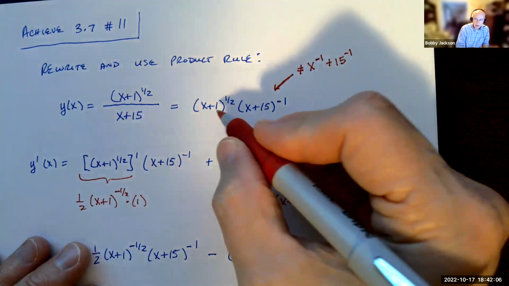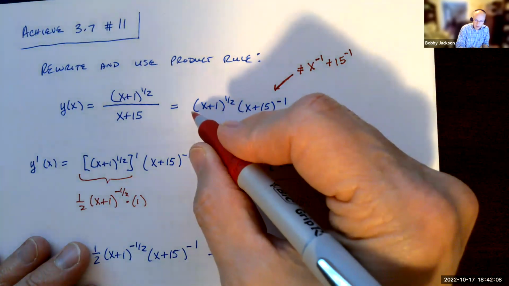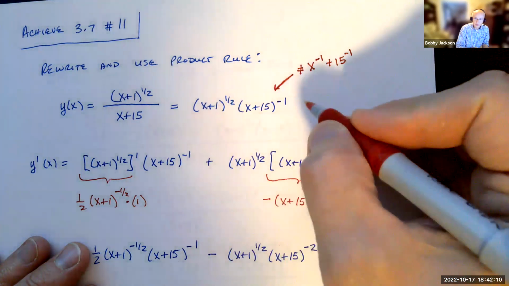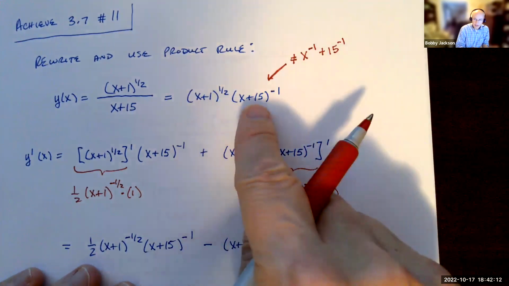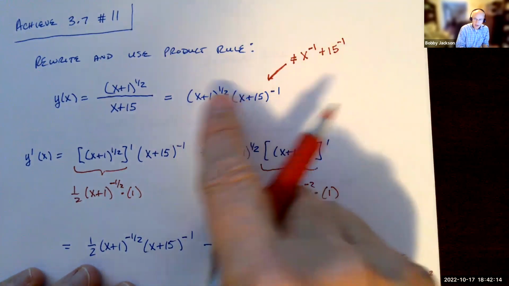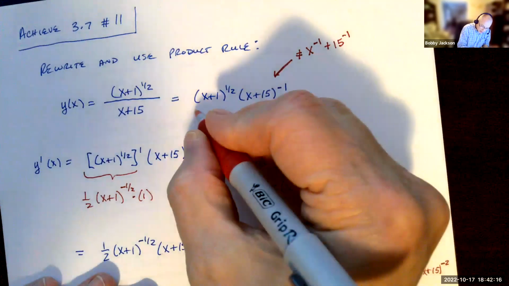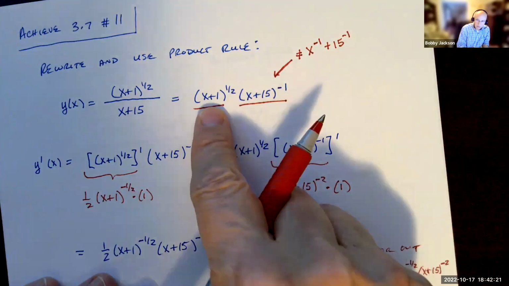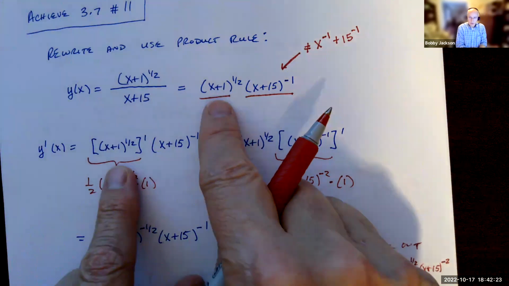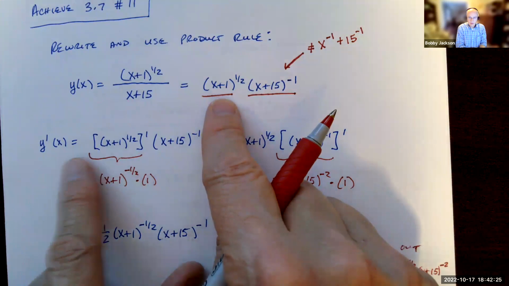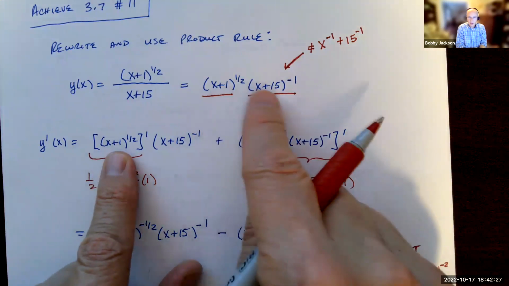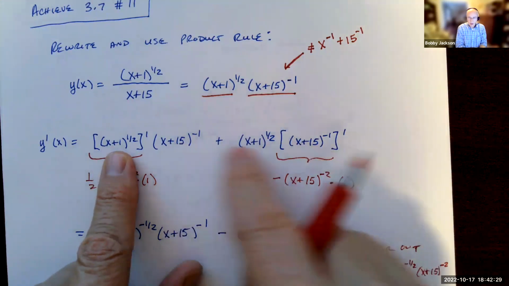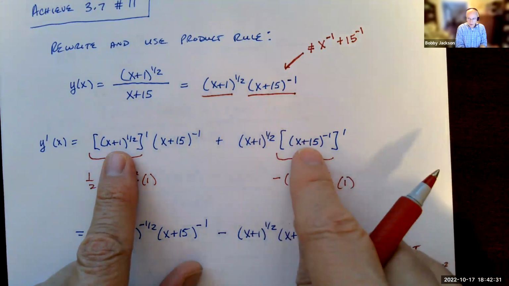Same thing with this 1/2 power. All right. By the way, the 1/2 power would mean the same thing as the square root of the whole quantity x plus 1. Okay, so they're trapped inside, right? These parentheses are trapped inside. So I've got this function here, x plus 1 to the 1/2, and this function, x plus 15 to the -1. I'm going to use the product rule, right? So to find the derivative of the function, I take the derivative of the first function times the second, plus the first one times the derivative of the second.